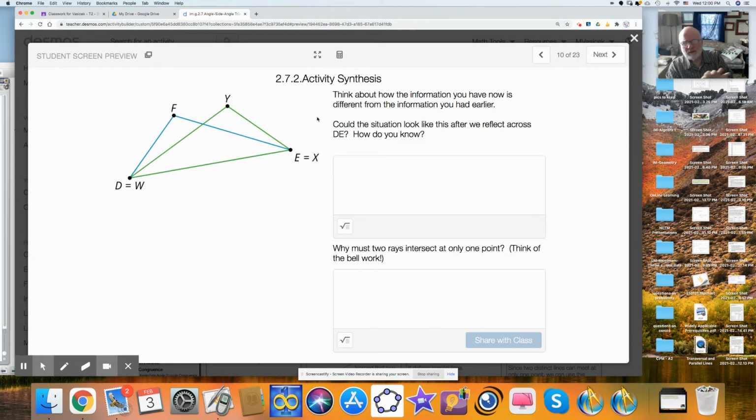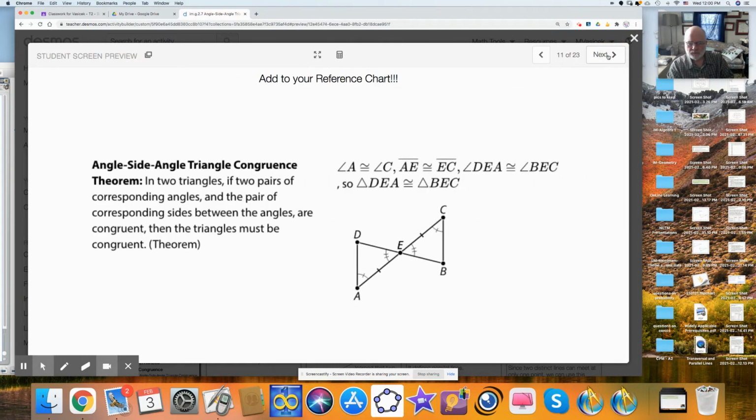Oh, by the way, think about this information for just a minute. Could this situation look like this after we reflected across? And how do you know? Well, remember, when we reflected across, we said that Y has to be on DF because it's the same angle as this angle. And Y has to be on ray EF because it's the same angle as this angle. And so this could never be true, that it's going to be way over here, because it's got to be on this ray. Think of it also why the two rays have to intersect at a point. So put this triangle congruence theorem in your pocket or put it in your reference chart, and we will use it now in the proof.